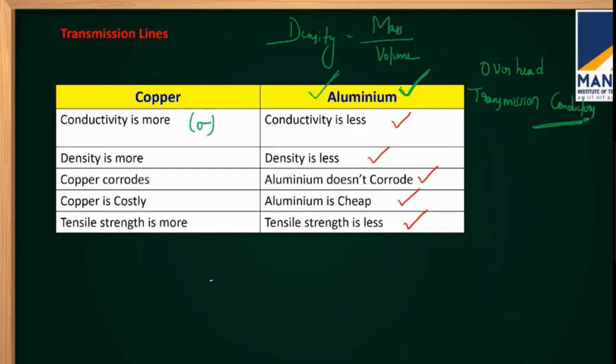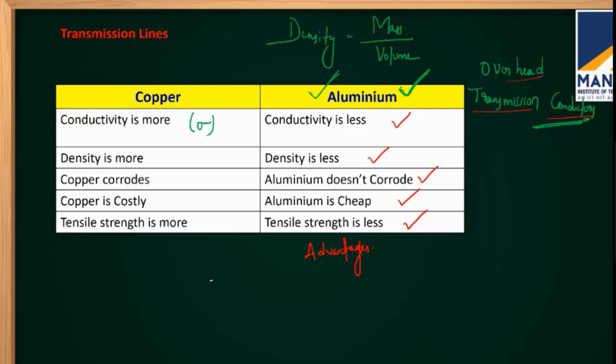We will come across that. So for overhead transmission lines, all over the world, the obvious material that we use for power transmission is aluminum, because it has all the advantages. All these are the advantages of aluminum.